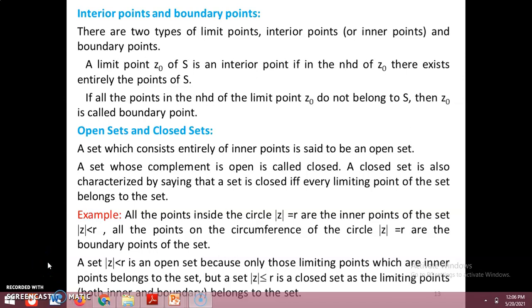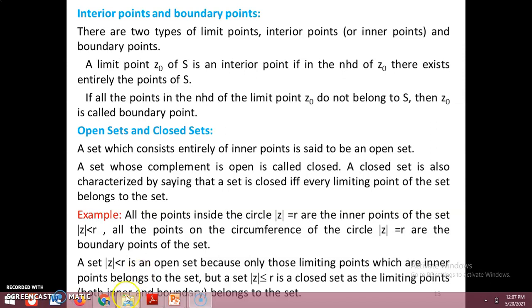Hello students. In the previous class we discussed some basic concepts of complex analysis, and this is a continuation of those basic concepts. These are also important points: interior points and boundary points. There are two types of limit points. One is interior points, which we call inner points, and the other is boundary points.